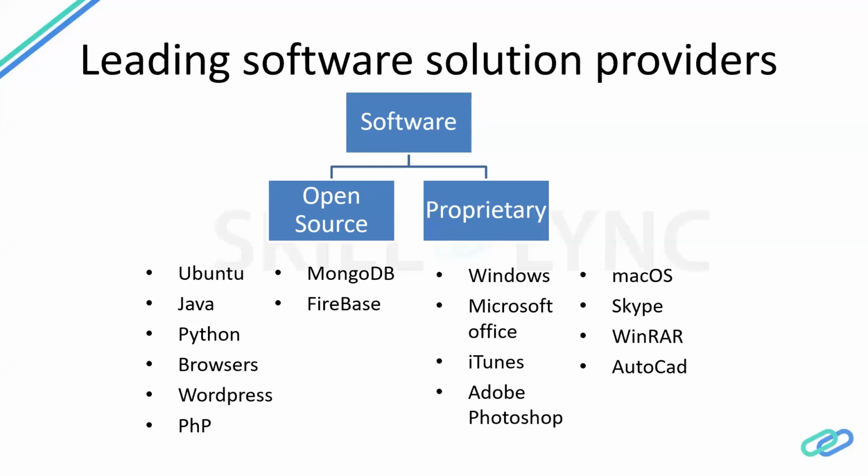We are not paying anything for the browsers, right? WordPress, PHP, MongoDB, Firebase, all these are just examples of a lot of open source products which are available to us for free. We can also contribute to them. If we find there is something which we can make better, then we can contribute to open source. Then there are other softwares for which we have to pay, for which we have to buy licenses. For example, Windows, Microsoft Office, Apple iTunes, Photoshop, macOS, Skype, WinRAR, AutoCAD, etc.